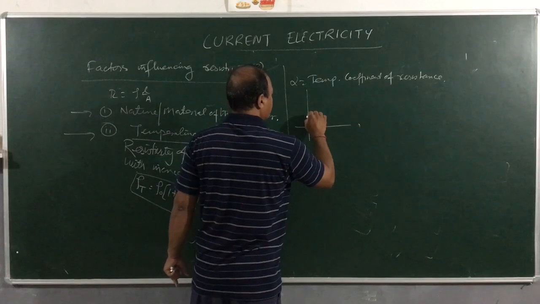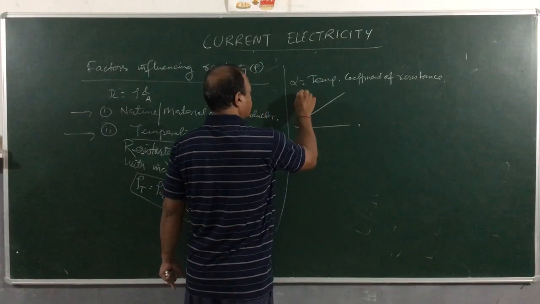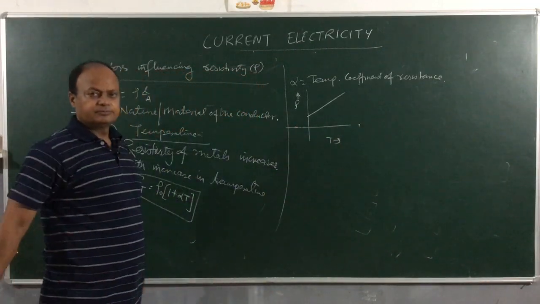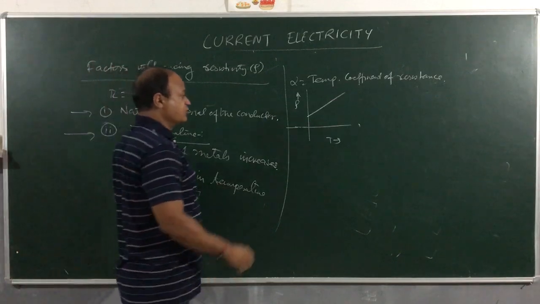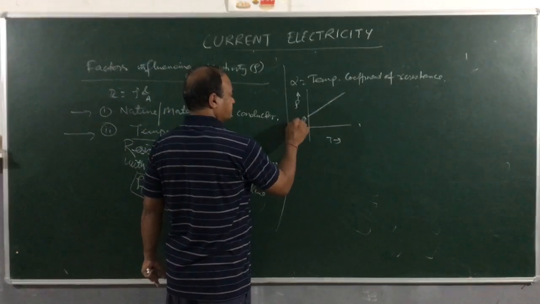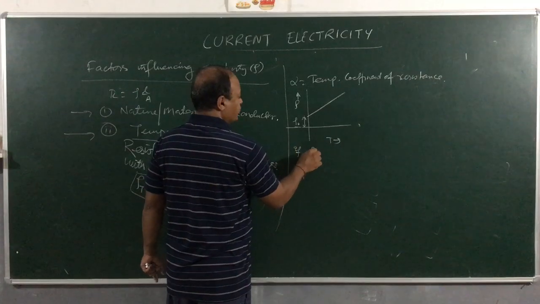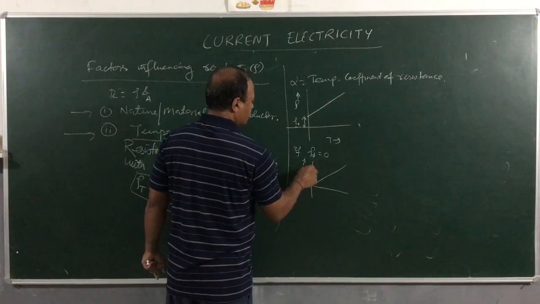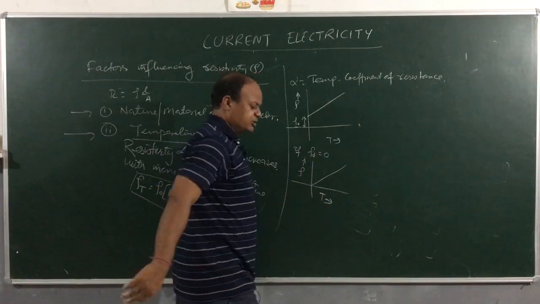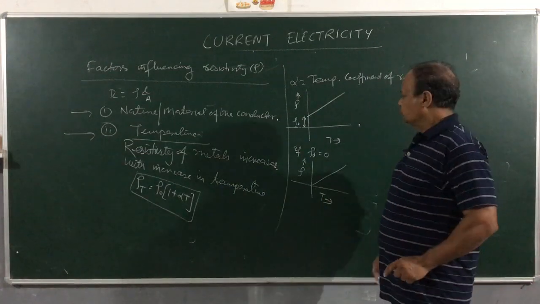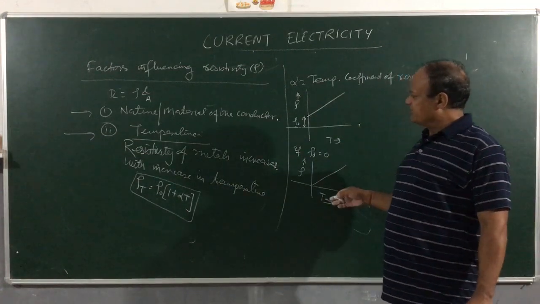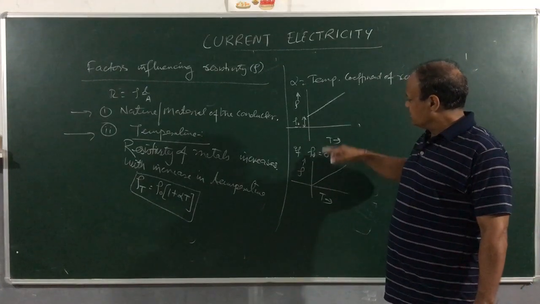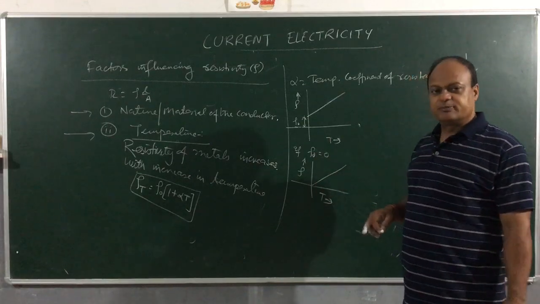If I plot this graph, then this graph will be something like this, rho, and this will be T, right? Now, if this is rho 0, and if rho 0 is 0, then the same graph will pass through the origin. This is rho and this is T. So, these will be graphs for metals. One thing which is similar between the two graphs of metals is that when you increase the temperature, you can see resistivity is increasing in both the cases.